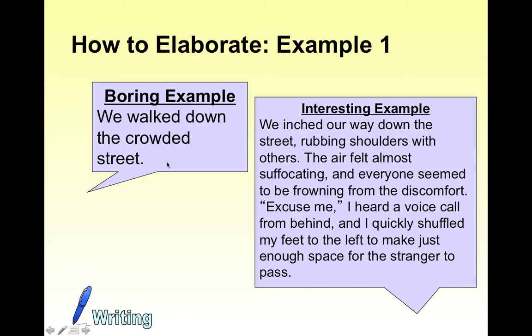So for example, this is a boring sentence. We walked down the crowded street. There's no other detail given. So this is an interesting example, alright? You say, we inched our way down. So instead of just saying walk, you use a better verb. If you're inching your way down, that means you are walking in very small steps, okay? Probably because you have difficulty walking a certain distance because there are just too many people in this case, alright?